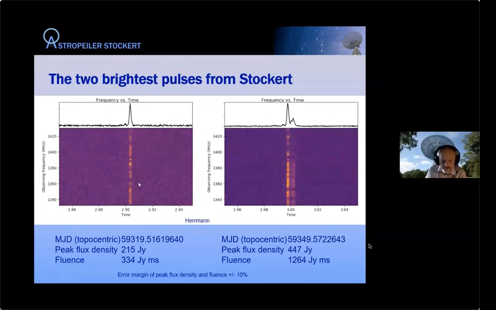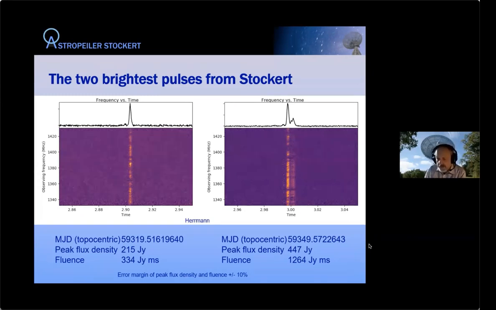This is actually the first FRB pulse which was observed in this series of observations about mid of April. And this has a peak flux density of 215 Jansky and a fluence in excess of 300 Jansky milliseconds. So it's a very bright pulse. And this has also been reported in one of the Astronomer's Telegrams.